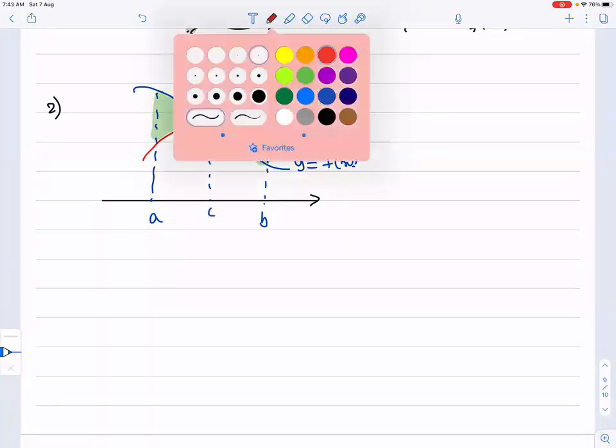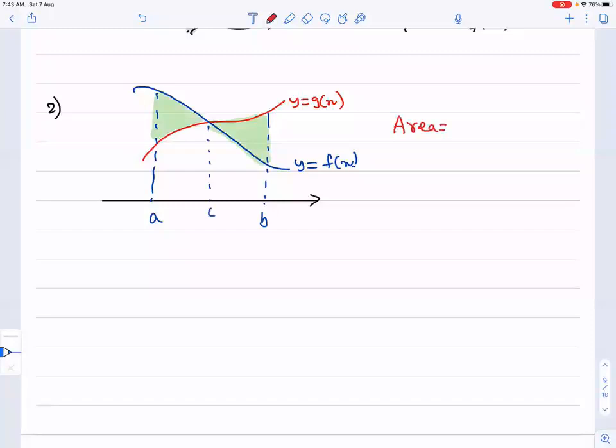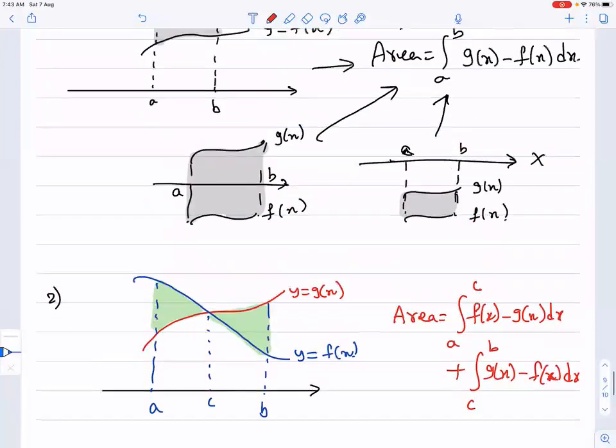The area in this case is integral A to C. Upper curve for A to C, what is the upper curve? f of x is above, g of x is below. So f of x minus g of x dx plus integral C to B. From C to B, g of x is above, so g of x minus f of x. So every time, I told you this already, when you write your integral itself, you are making sure that your area answer is going to be positive. Is it clear, students? Please write it down.